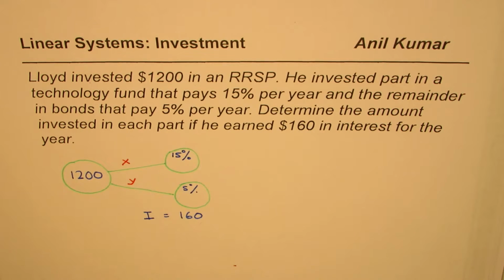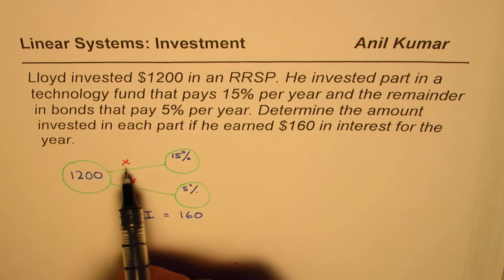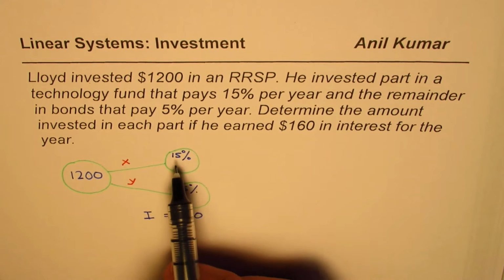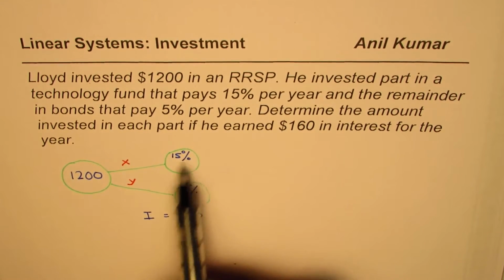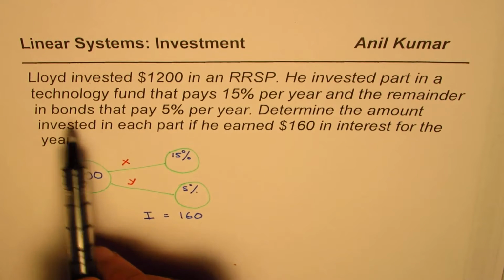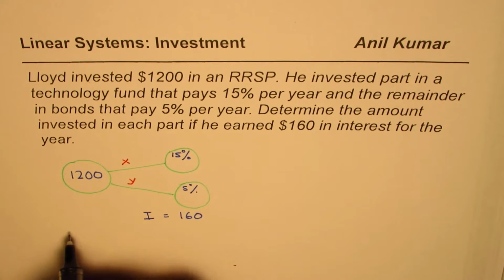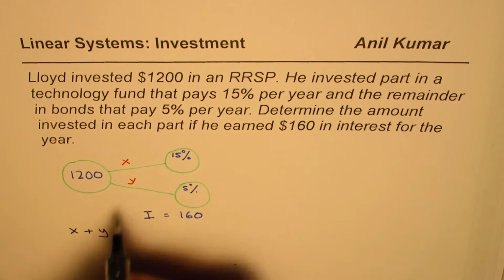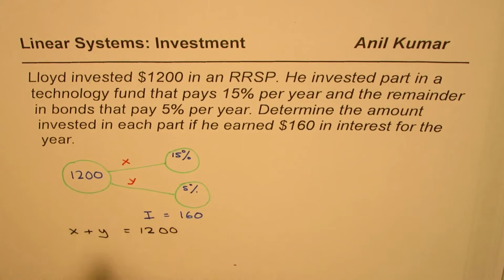So that is the information given to us. Now from this information we can actually write a system of equations. If X is the amount invested in the technology fund which gives you 15%, and Y is the amount invested in bonds that pay 5% per year, then what we know here is that X plus Y is 1,200, since 1,200 is the total amount being invested, correct?